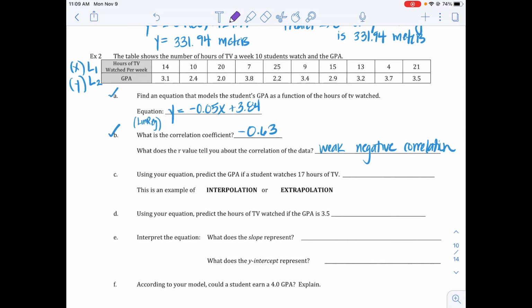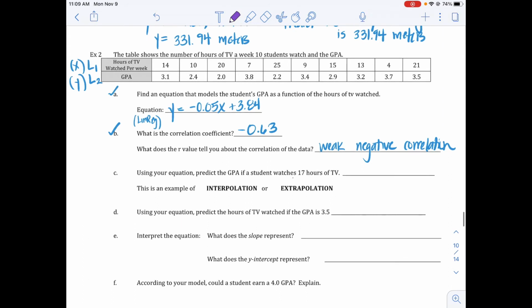So part C says, using your equation, predict the GPA if a student watches 17 hours of TV. So remember, once we have our line of best fit right here, we have to use it to make predictions. And so 17 hours of TV means when x equals 17. So if I say y equals, again, I'm using the line of best fit, I get an output of 2.99. So again, I'm using the line of best fit to say, what happens if I watch 17 hours? Then your predicted GPA is 2.99.